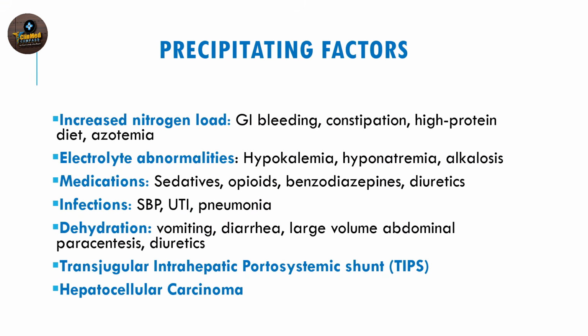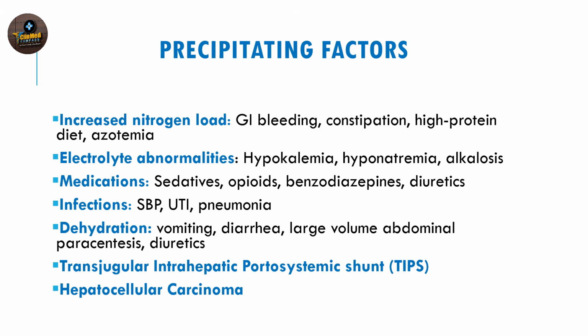Understanding what precipitates hepatic encephalopathy is vital for management. Key precipitants include increased nitrogen load, such as gastrointestinal bleeding, constipation, high protein diet, and azotemia. Electrolyte imbalances, particularly hypokalemia and hyponatremia. Medications such as sedatives, opioids, benzodiazepines, and even diuretics can precipitate hepatic encephalopathy.